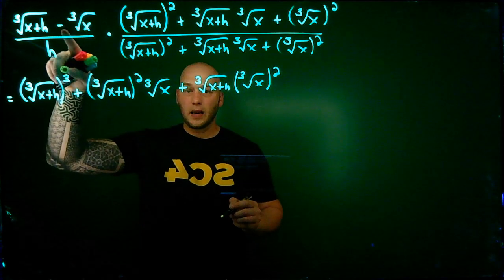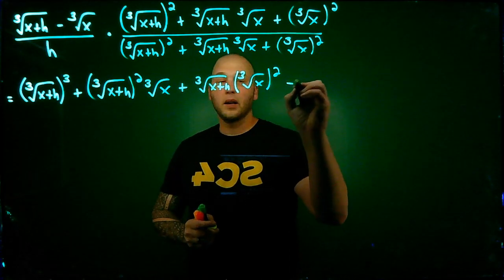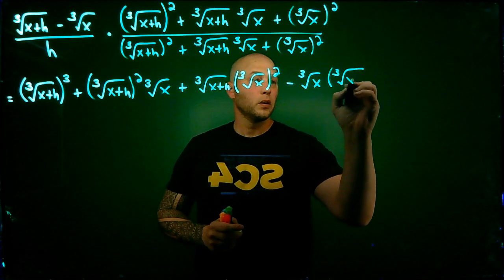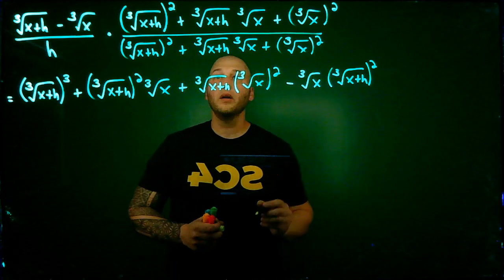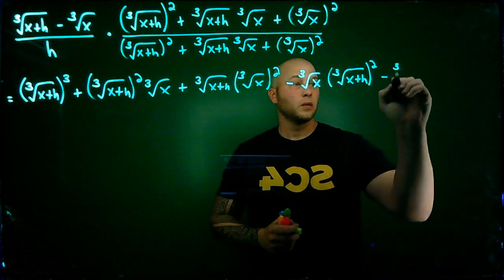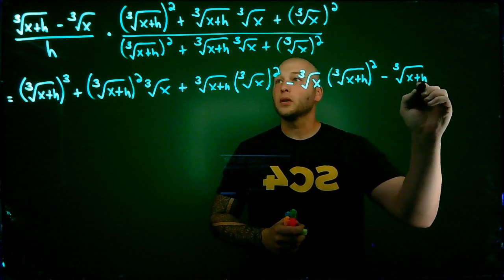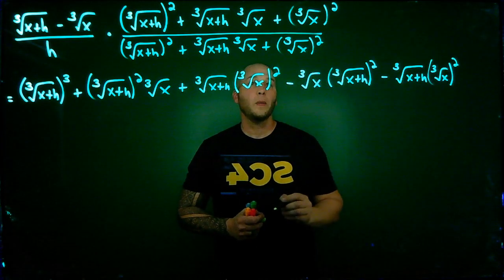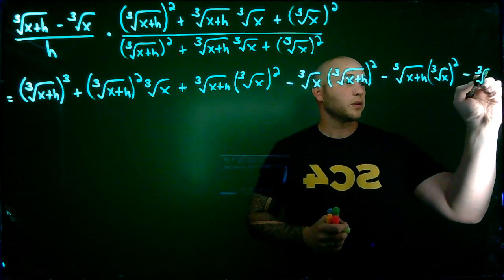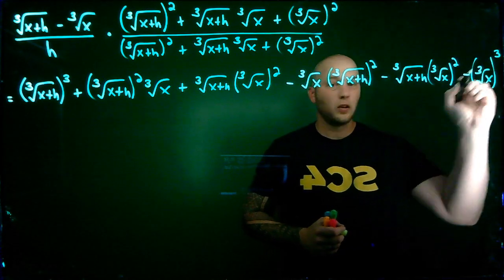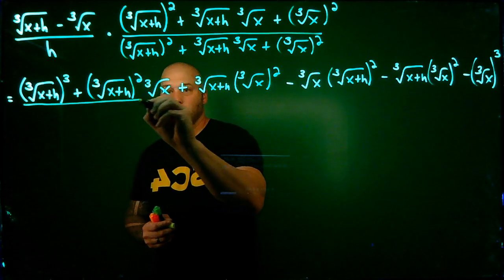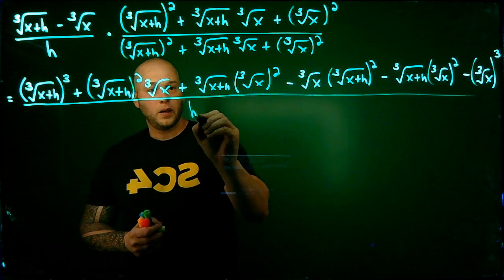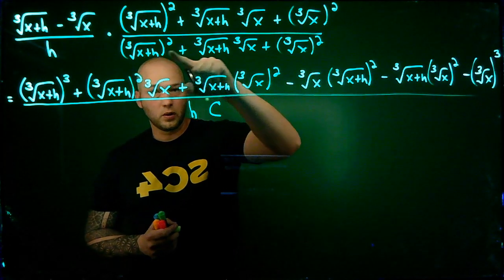Now let's distribute the negative cube root of x. That would give me negative cube root of x times the cube root x plus h squared, minus cube root x plus h times the cube root of x squared, minus the cube root of x cubed, all over h C. So again, C just refers to this entire conjugate.